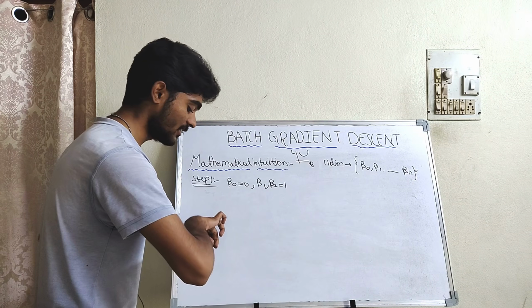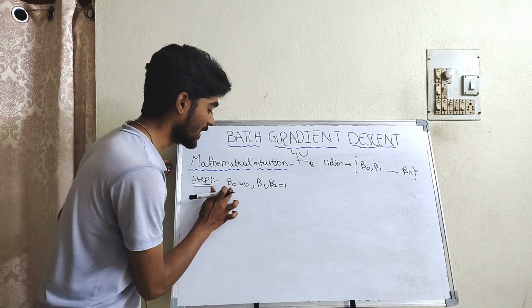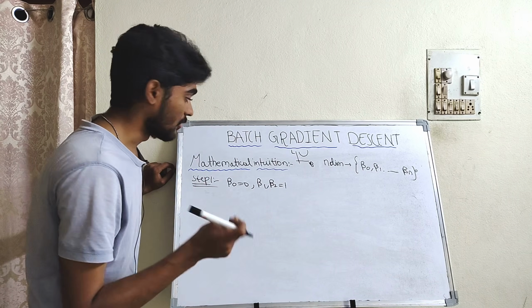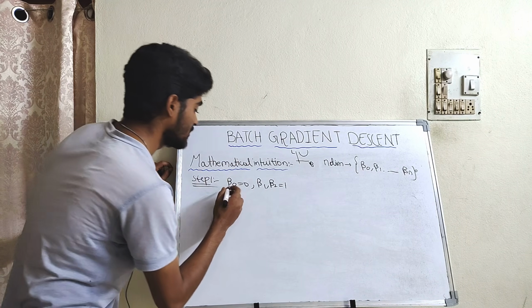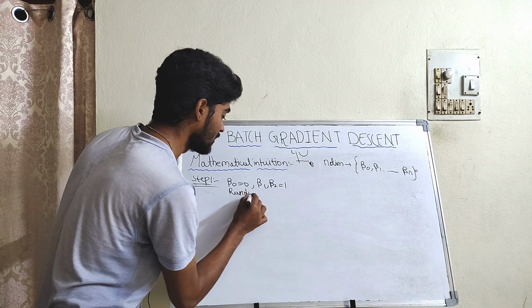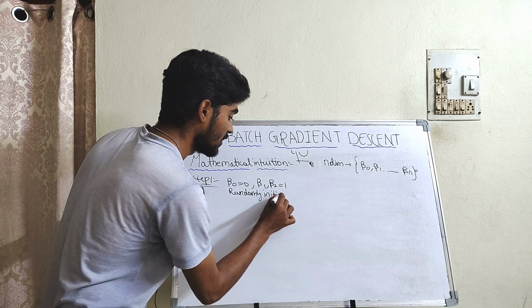We initialize bias with 0 and weights with 1. This is the random initialization. In step 1 we randomly initialize.